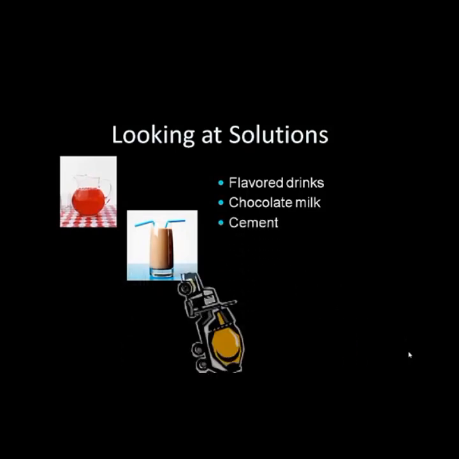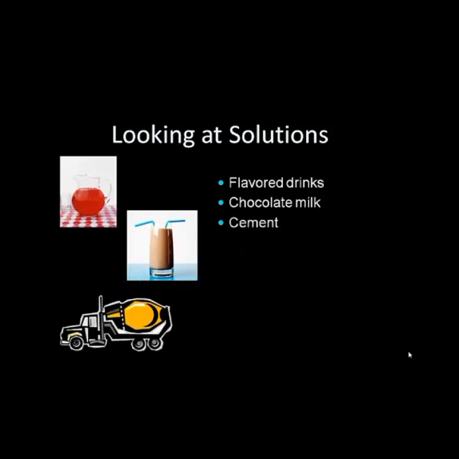And cement. Cement is something that you probably didn't think much about because you can see the rocks and things in it, but you also have sand and water and other chemicals that go into it that dissolve in that water when you make that cement. So you don't always see it. You have a mixture and solution at the same time.